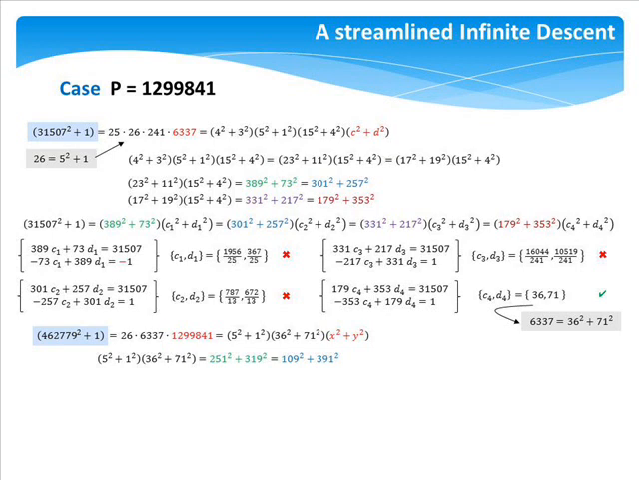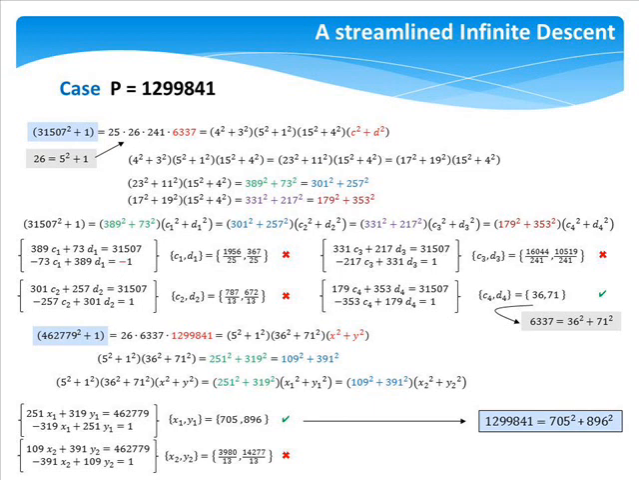26 times 6,337 has 2 possible decompositions. So we have 2 pairs of combos for x and y, and only one is the solution. Solving the system of 2 variables with 2 equations finally shows us that 1,299,841 equals 705 squared plus 896 squared.